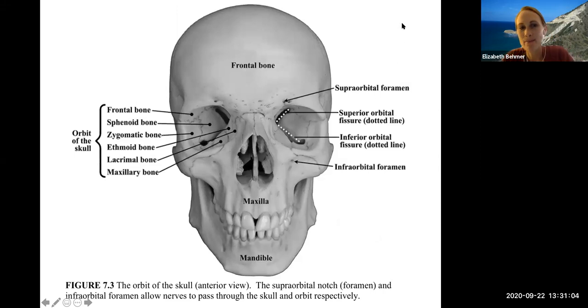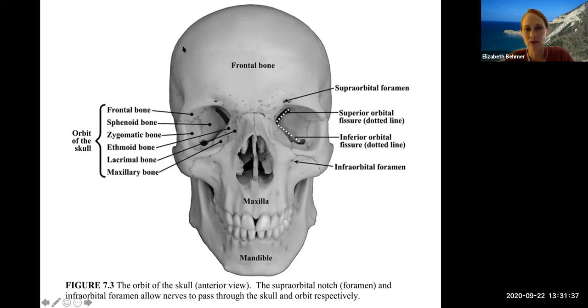These are the bones that make up the orbit of the skull. So again, the orbit of the skull is where the eyeball will sit. The frontal bone and sphenoid bone are here. Here's where the zygomatic bone makes up the lateral side of that orbit. The ethmoid and lacrimal bones make up the medial side, and the maxillary bone makes up the base, or the bottom part, of that orbit of the skull.